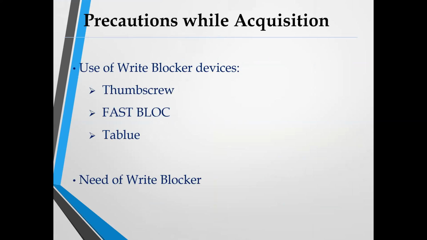In acquisition, we said we make use of a write blocker. Now, for write blockers, we have both hardware and software. So here we make use of things like the thumb screw. We make use of the FastBloc. We make use of Tableau to help us prevent information from being written to or taken off that particular hard drive when you're making the acquisition at that point in time.